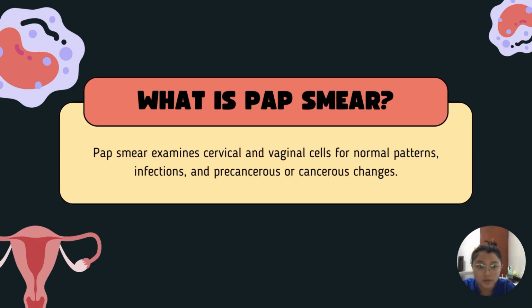According to Robbins' Basic Pathology, the pap smear is essential in preventive medicine because it enables early detection of cervical intraepithelial neoplasia, or CIN, particularly in the transformation zone before it progresses to invasive carcinoma. Moreover, it provides insight into hormonal status and can reveal infections that might affect cytological interpretation.